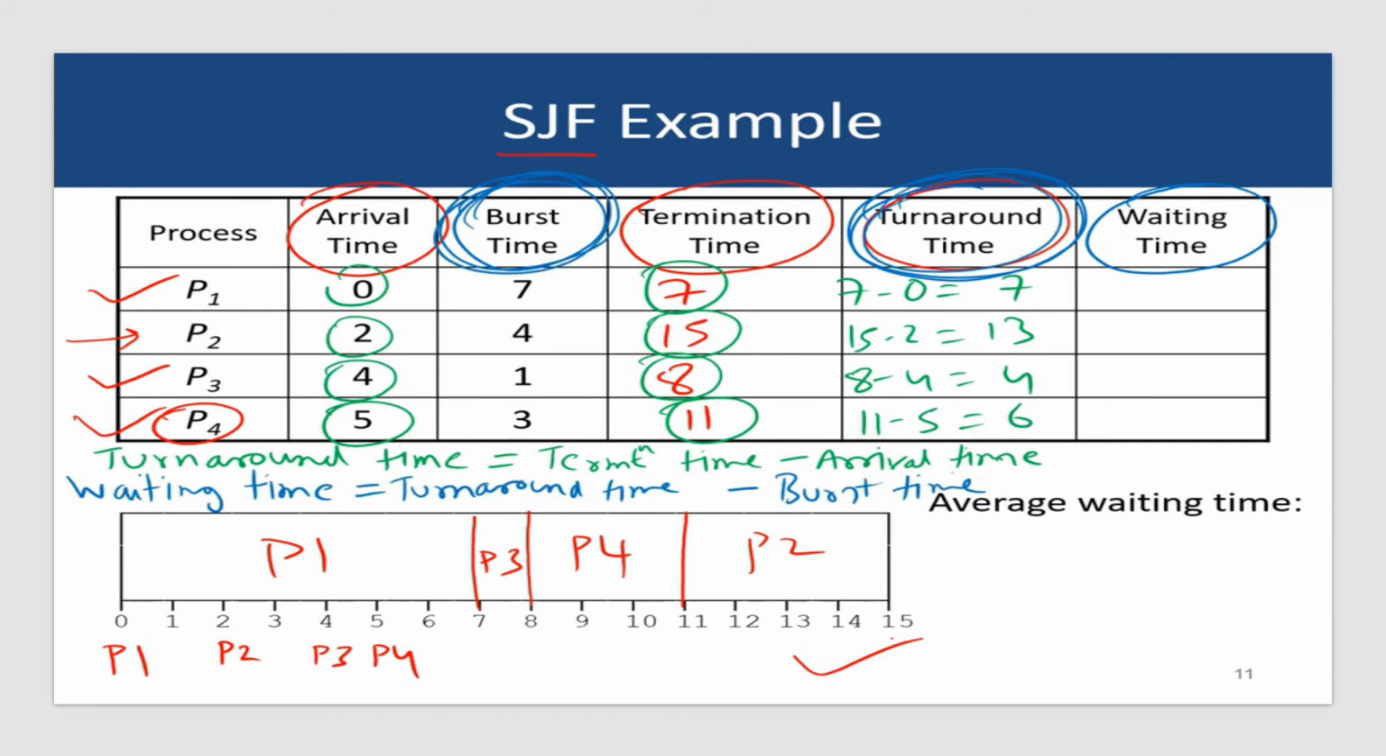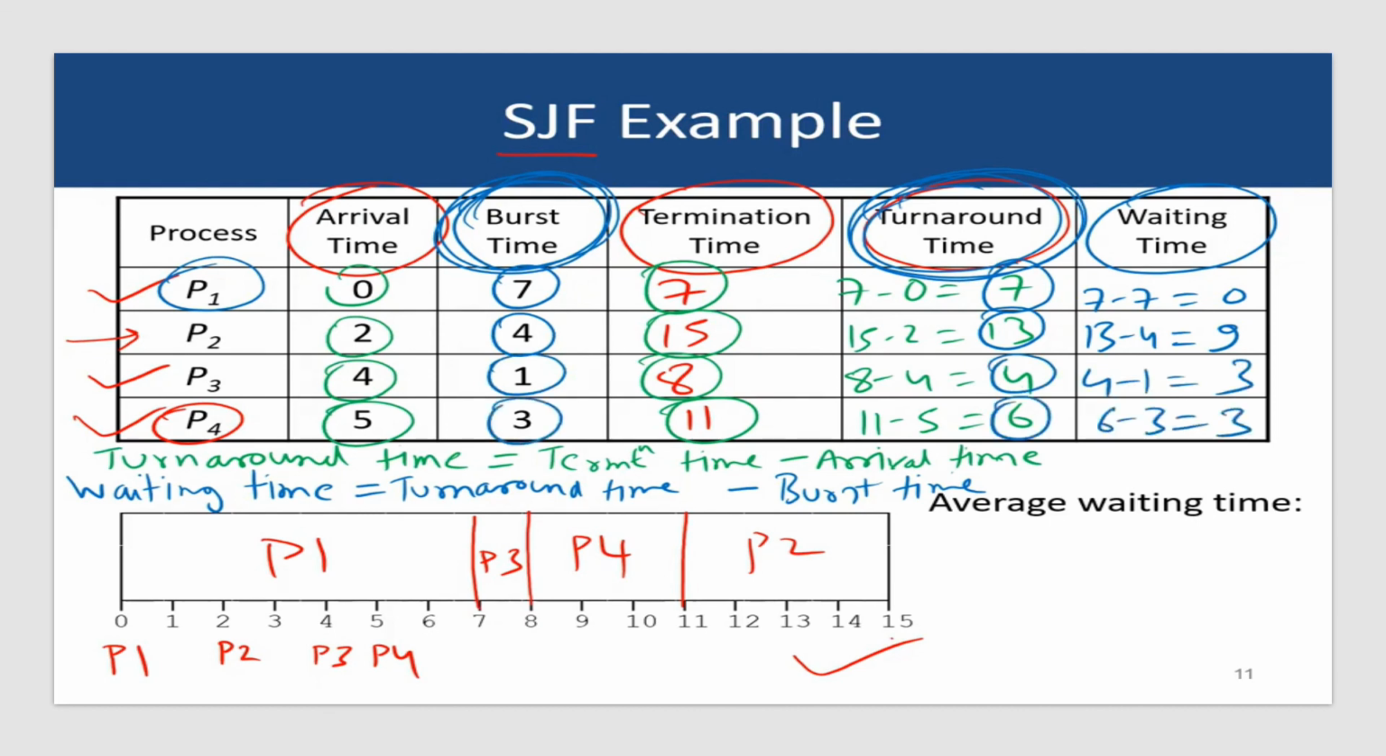So let's do this. For process P1, the waiting time would be the turnaround time, which is 7, minus the burst time, which is also 7. So 7 minus 7 is 0. For process P2, it would be 13 minus 4, where 13 is the turnaround time and 4 is the burst time. So this would be 9 milliseconds. For process P3, it would be 4 minus 1, so 3 milliseconds. And similarly for process P4, it would be 6 minus 3, which is again 3 milliseconds.